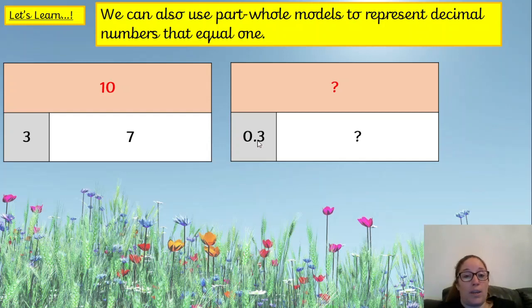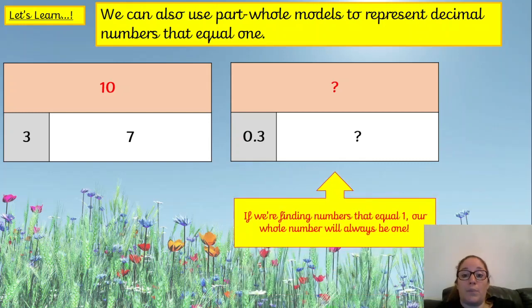Because we can see we've got a decimal here of 0.3. What's going to be my whole number? Well, it's going to be 1, because our skill today is to find decimal numbers that add up to 1. So it's not going to be any more than that. The whole number is going to be 1. This one here is just to show you the difference. So if we've got 0.3, we've got 1, because 0.3 makes up a part of 1.